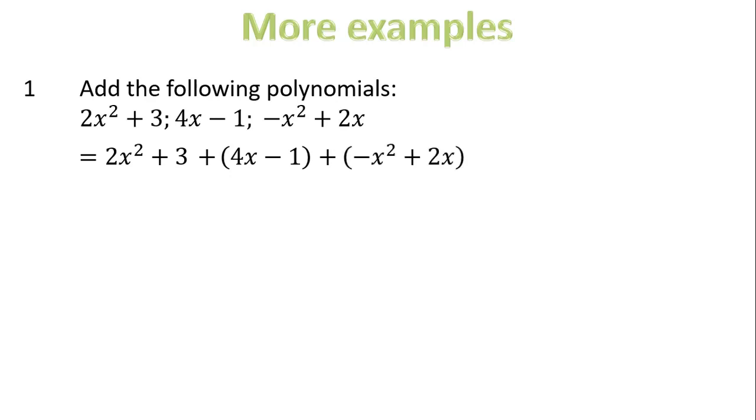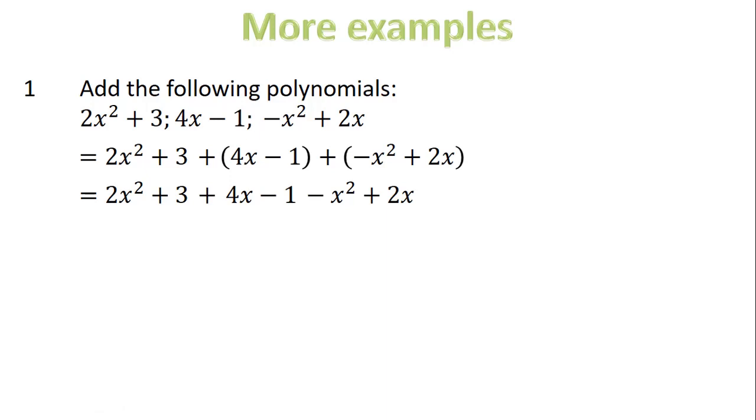Now how do we deal with this? Well, the trick with adding polynomials is that the brackets can just fall away. Yes, we can talk about the distributive law and how we do it, but practically what just happens is that the bracket falls away, and so we have plus 4x minus 1. Likewise, because we're adding another bracket, our brackets fall away, and so we have minus x squared plus 2x. Do you see how the brackets just fall away?